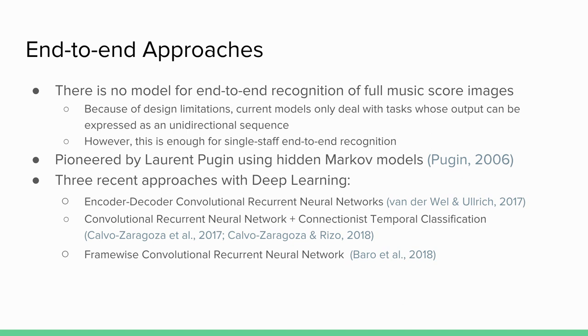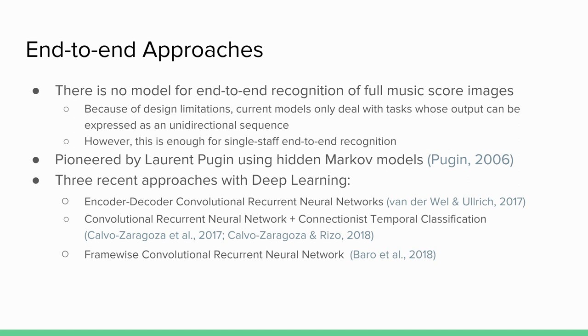Nowadays we still don't have any model that is able to perform end-to-end recognition for full music score images. Because of design limitations of the models currently used in machine learning, they are only able to provide unidirectional sequences, which means something like a string. For example, in speech recognition or text recognition, the output is a sequence of characters that form words. But here we don't have the same output. However, this is enough so far for single staff end-to-end recognition.